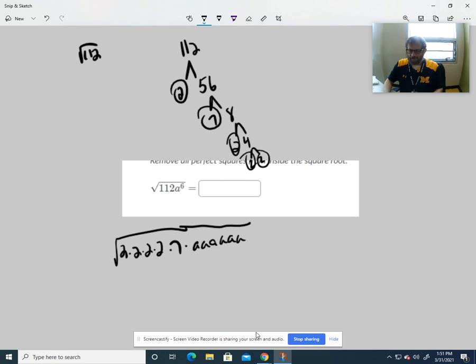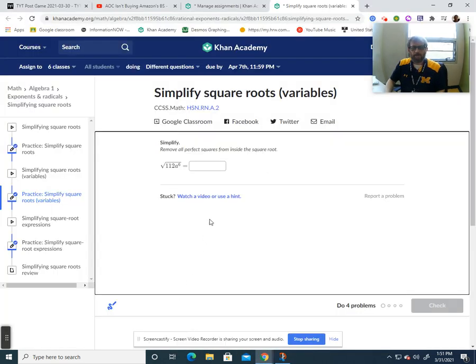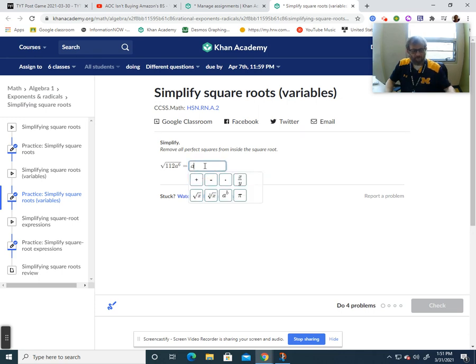So a pair of A's, the square root of A times A gets me an A outside. The same thing happens with this one, and the same thing happens with this one. So outside I have two 2's, which is 4. I have 1, 2, 3 A's outside. We write that as A cubed. And the only thing left under the square root symbol is the square root of 7. So we come back over here and we type in 4A cubed times the square root of 7.